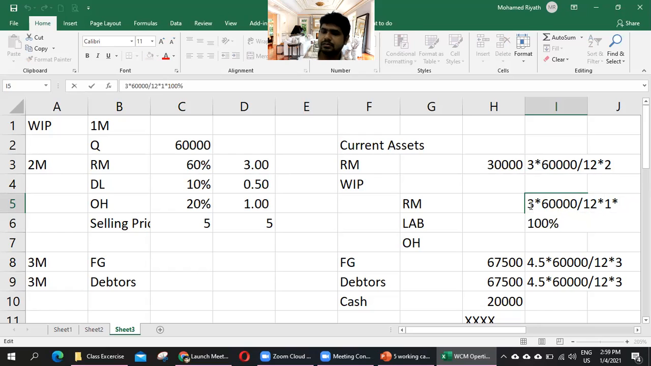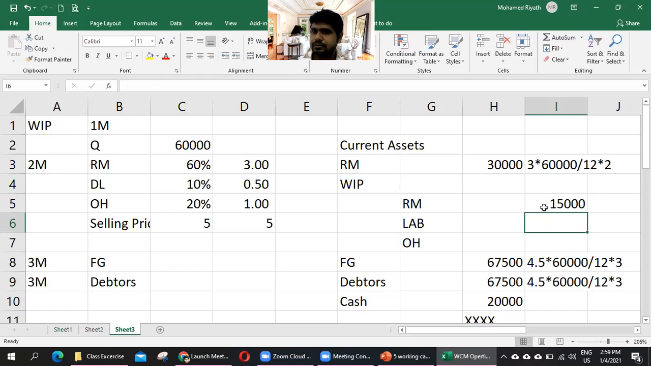If you are not clear, please ask. How much is the raw material cost? Right, clear? And the labor. For labor, how much? Unit labor cost 0.5 into 60,000 units divided by 12, and it stays for 1 month.